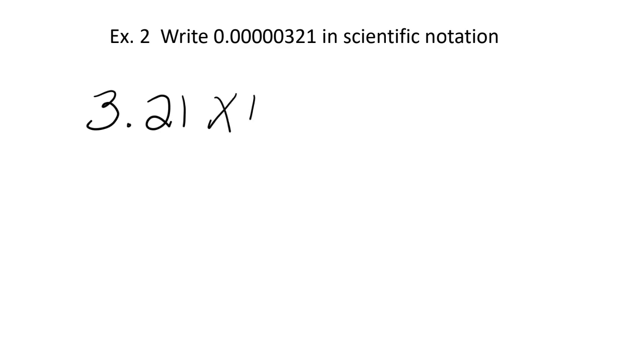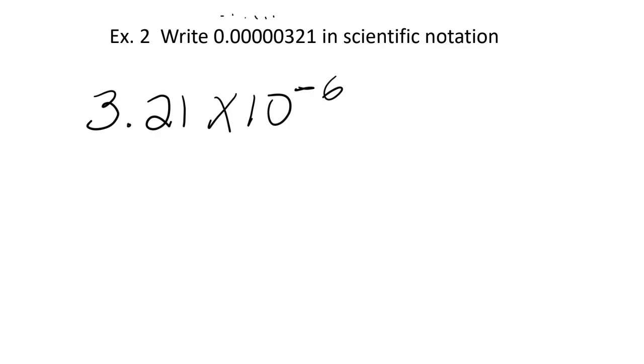Okay, now we know our exponent's going to be negative because the number is less than 1. So we're just going to count the zeros, including that first one, which is why you want to put that first one there. So it's 1, 2, 3, 4, 5, 6.